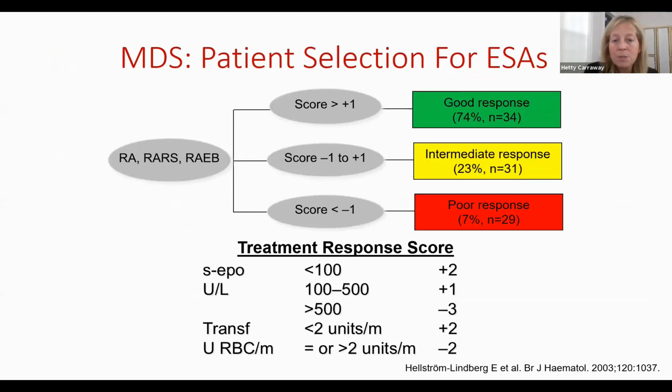And algorithms such as this one are really the issues that I'm talking about with regard to lower number of EPO, lower EPO level, and lower number of transfusions that are required, and we can tabulate a score as you see here, and then advise appropriately.